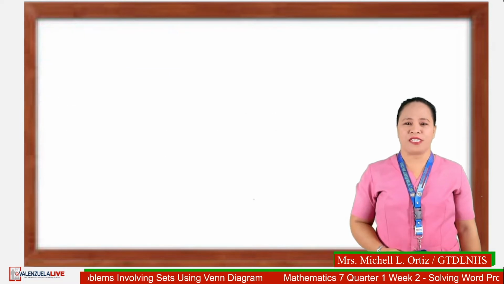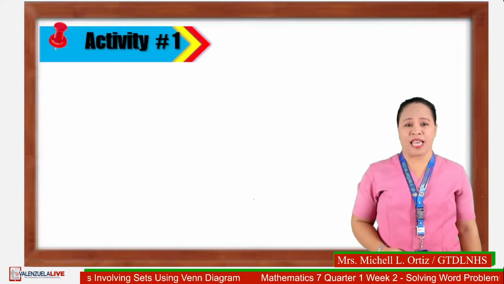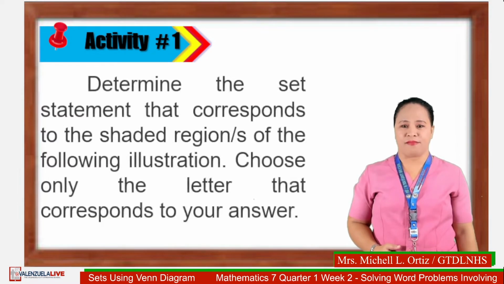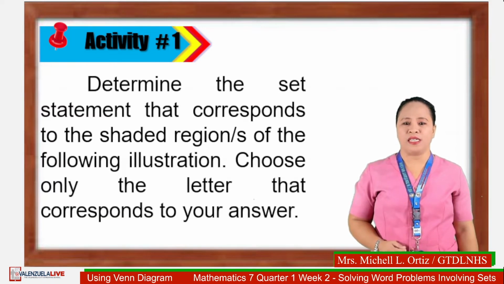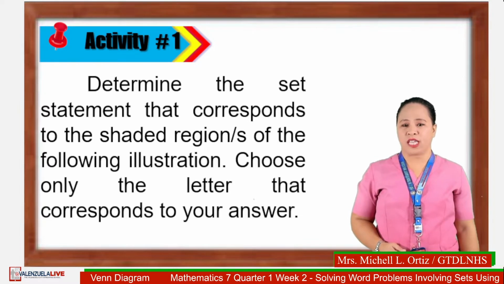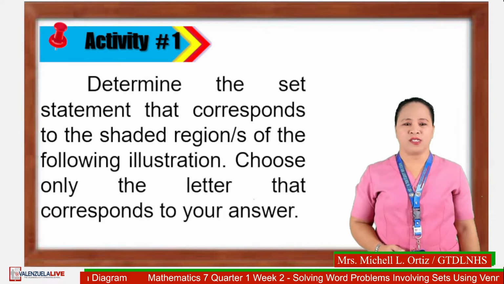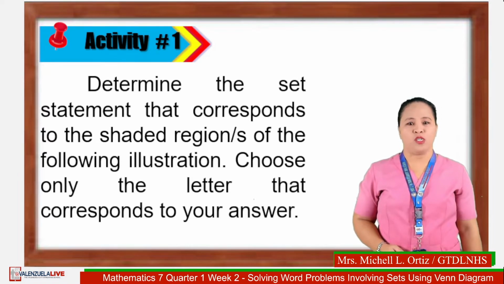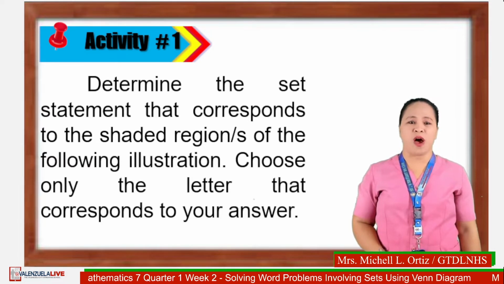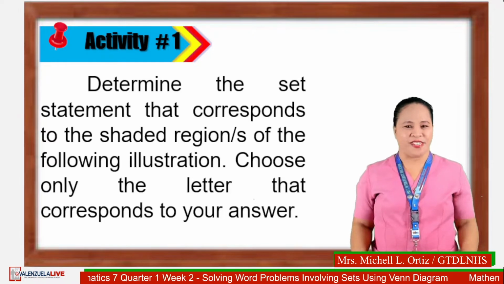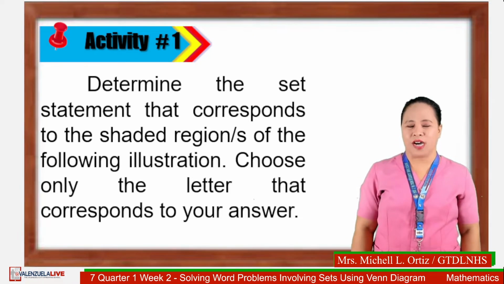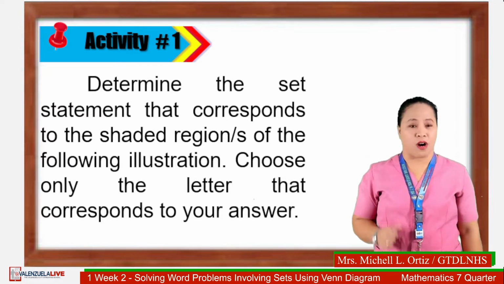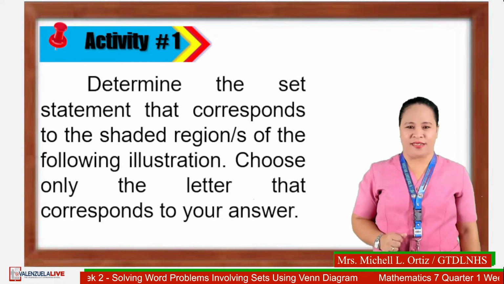For our first activity, given set A and set B as the subsets of the universal set, you are going to determine the set statement or set notation that corresponds to the shaded region of the given illustration. Choose only the letter that corresponds to the correct answer. Just key in your answer in our comment box below. You have 5 seconds to do that. Are you ready? Let's begin.